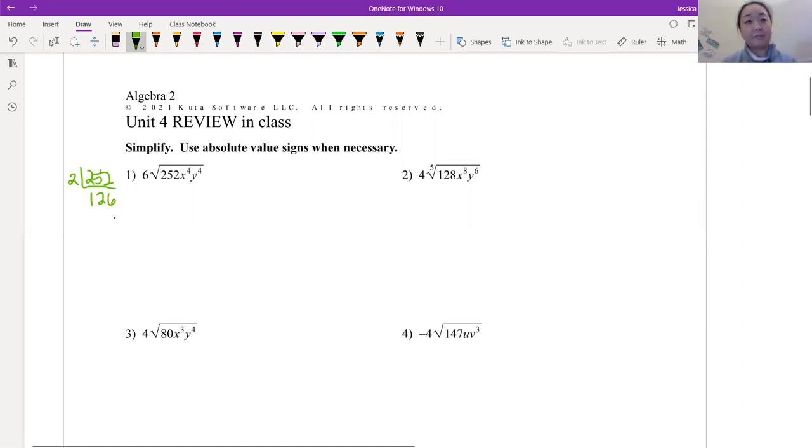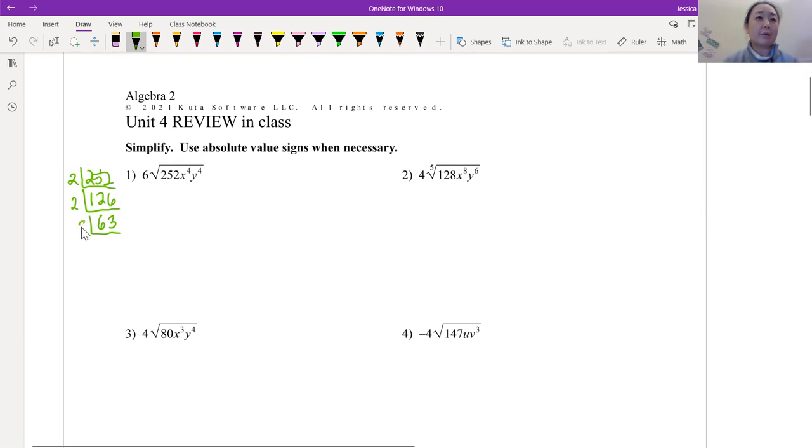Or put it in your calculator. Either way is okay. We're going to just keep on going. So what goes into 126? That would be 2. So 2 goes into 126 63 times. And just keep on going. Make sure you're pulling out only prime numbers, not composite numbers. Composite numbers are numbers that can be divisible by other numbers other than 1.